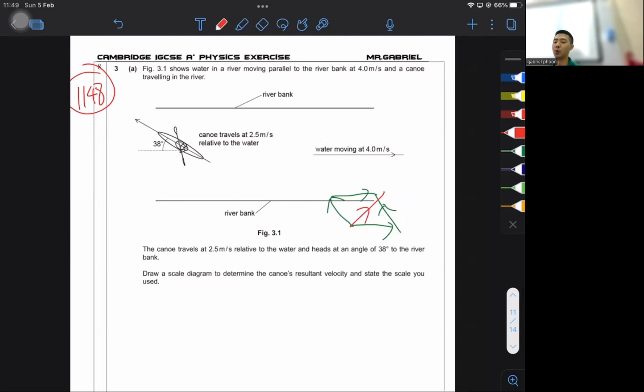Okay, so first and foremost, what do they give you? Figure 3.1 shows water in the river moving parallel to the riverbank at 4 meters per second. This is your 4 meters per second. And a canoe traveling in the river is canoeing in this direction at a speed of 2.5 meters per second relative to the water, and heads at an angle of 38 degrees to the riverbank. Draw a scale diagram to determine the canoe's resultant velocity, guys.